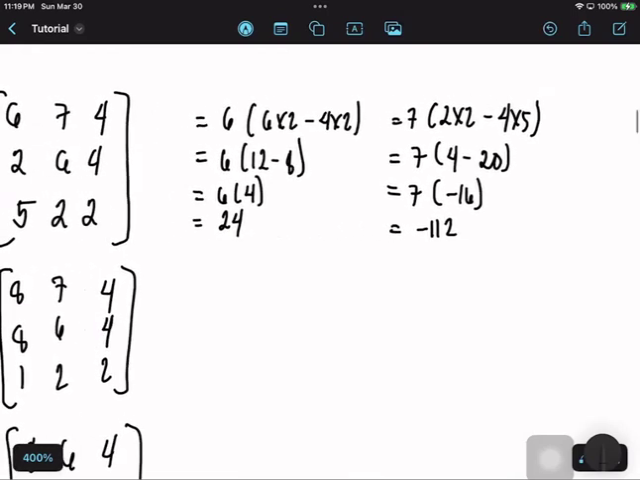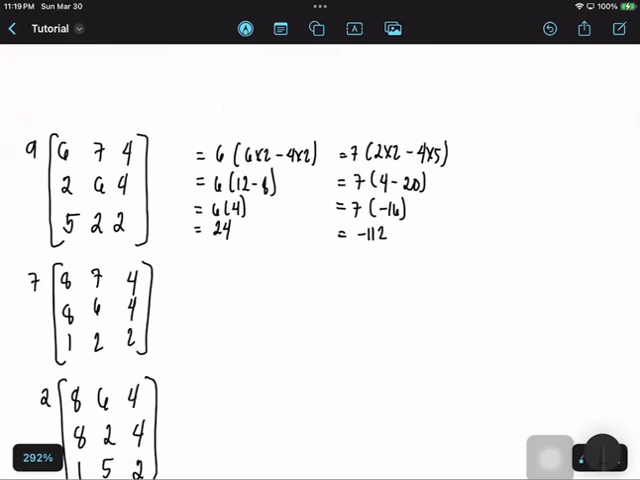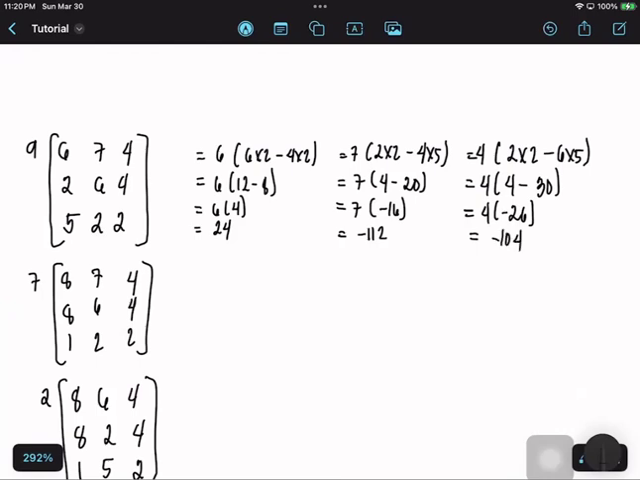Afterwards, getting the 4. For your 4, it will be 2 times 2 minus 6 times 5. So it will become 4 minus 30. So 4 minus 30 will become negative 26. Then multiply that by 4, it will become negative 104.